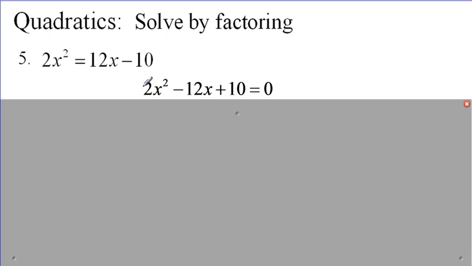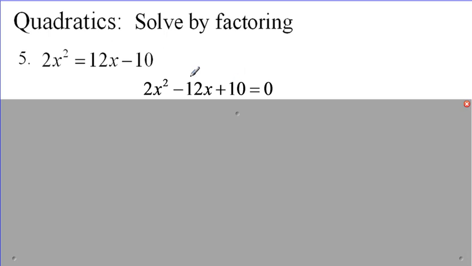Again, now I'm going to multiply my leading coefficient times my constant. So 2 times 10 would be 20. And so I have to think about what two numbers I could multiply together to get 20, but then add to get negative 12. Well, on second thought, those are getting to be larger numbers.